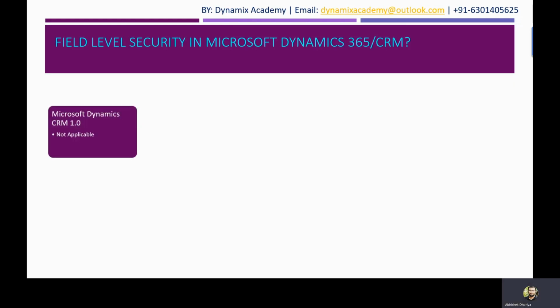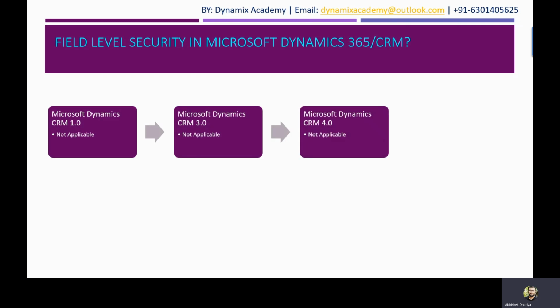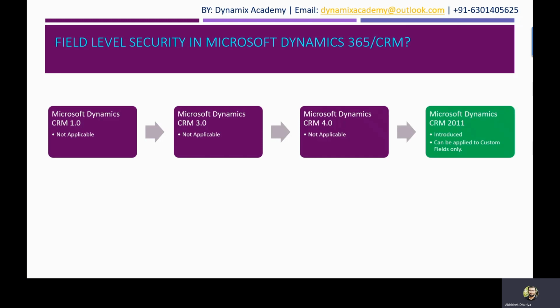As you might already be aware from our previous video, Microsoft Dynamics CRM 1.0 was the first version, released in the year 2003. But since field level security was not part of that version, it is not applicable. The next two versions, Microsoft Dynamics CRM 3.0 and 4.0, are also not applicable, because it was introduced in Microsoft Dynamics CRM 2011, and at that point in time it could only be applied to custom fields.